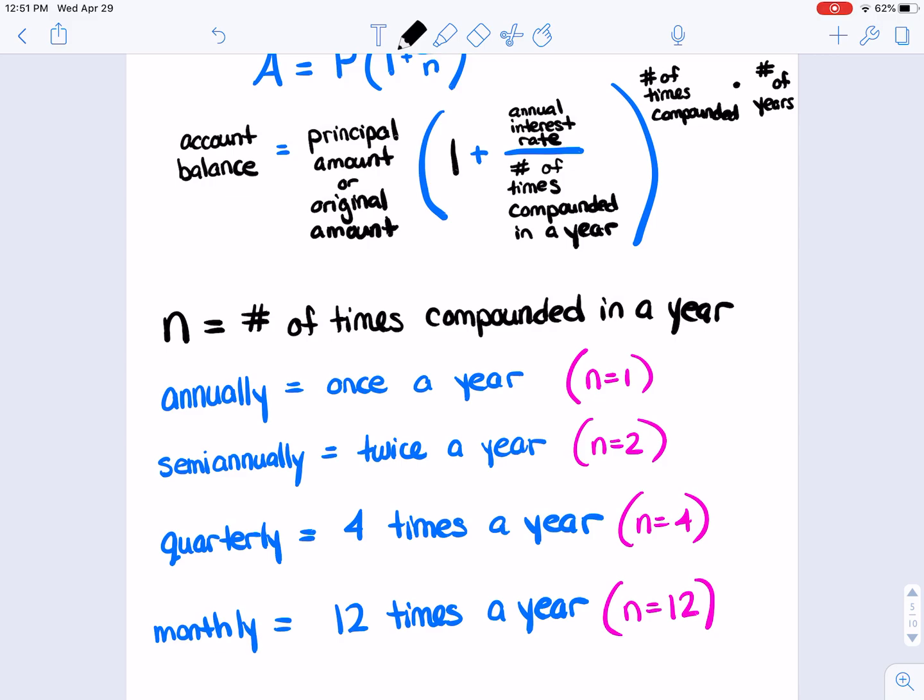Semi-annually is twice a year, so your n value, you would divide by 2. Quarterly happens 4 times a year, and that's n equals 4. And the last one is monthly. Since there's 12 months in a year, you get interest once a month, which would be awesome if that happened a lot. Usually they would only do that in really rare circumstances. Banks would do that in a rare circumstance if you have a tremendous amount of money.